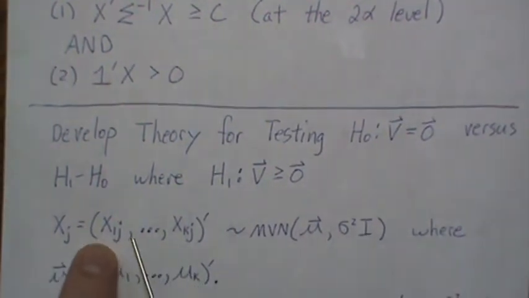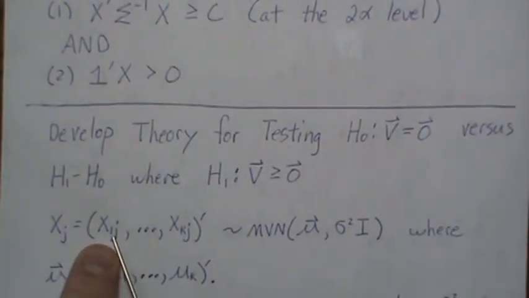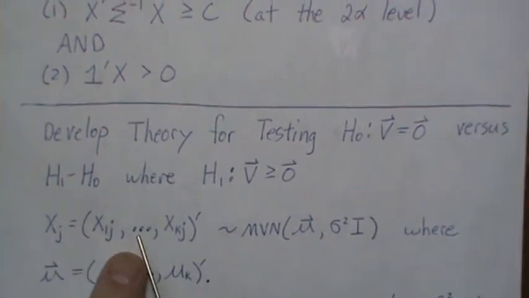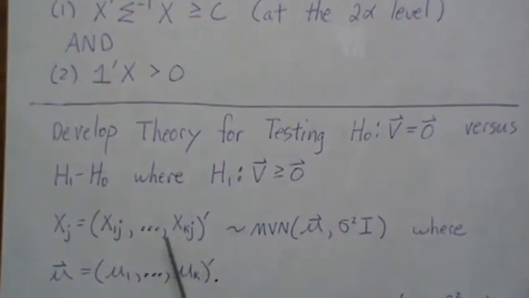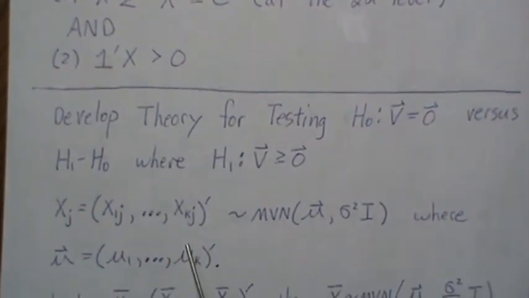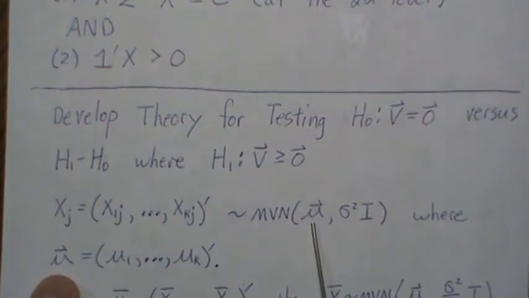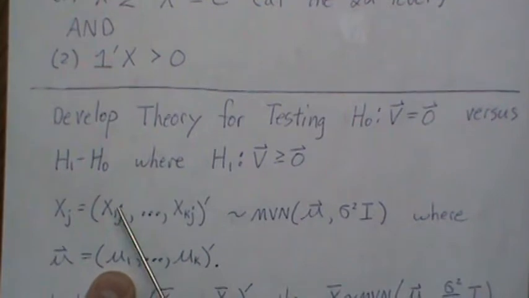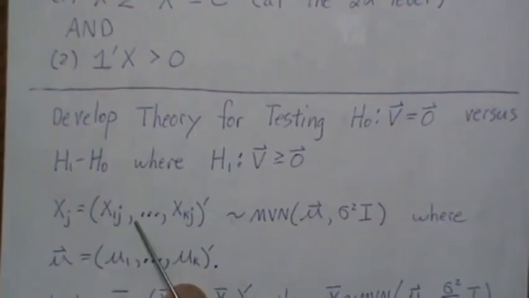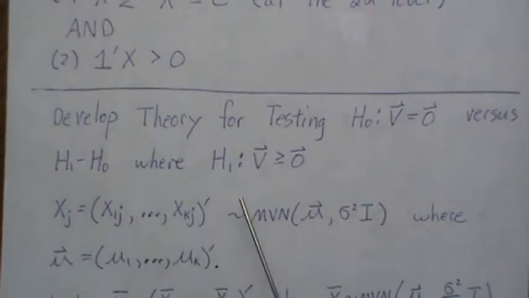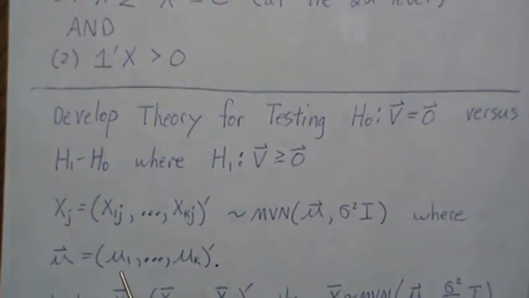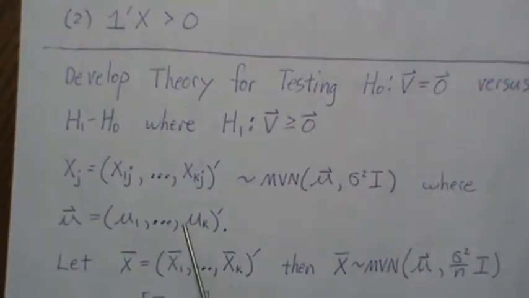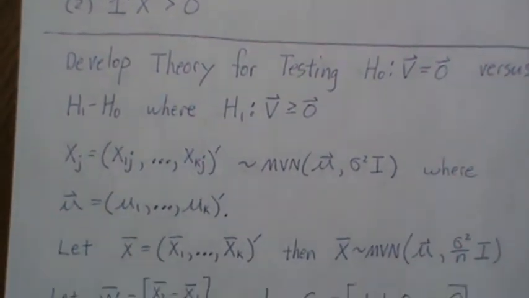The first component is from the control arm, treatment one, and every other observation here is from a treatment. That's what this represents. And then the mean vector is mu1, the mean from treatment one, all the way to the mean from treatment K. We want to know, are any of these means bigger than mu1? We're comparing all these treatments versus this.